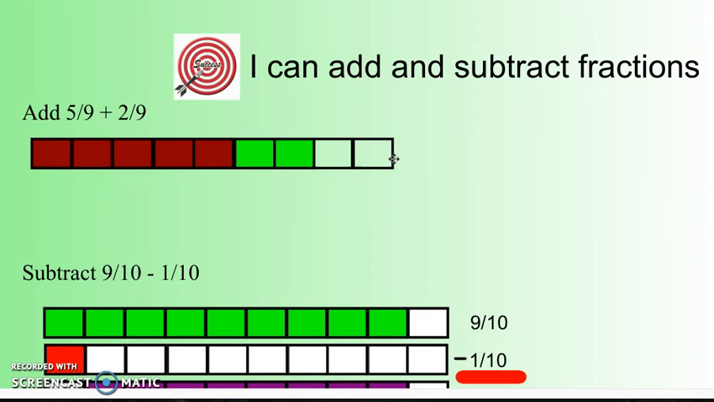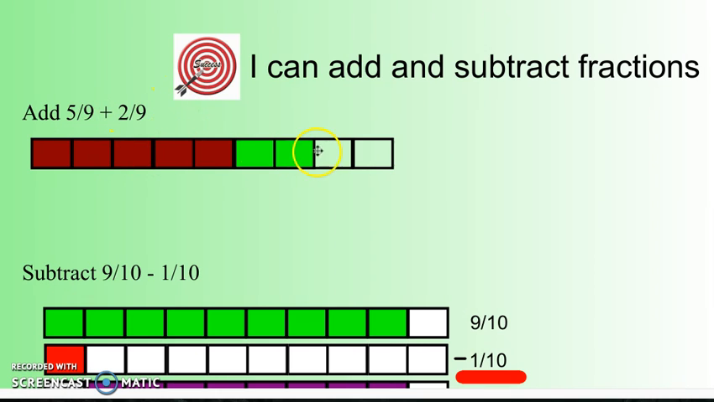Great observations. The first thing that I notice is that the rectangle is separated into 9 equal parts. Then I notice that 5 of those parts are shaded in red and 2 of those parts are shaded in green. And so this red represents 5/9, 5 out of 9 parts, and this green represents 2 out of 9 parts. And the total of red and green together equals 7 out of 9 parts, or 7/9.